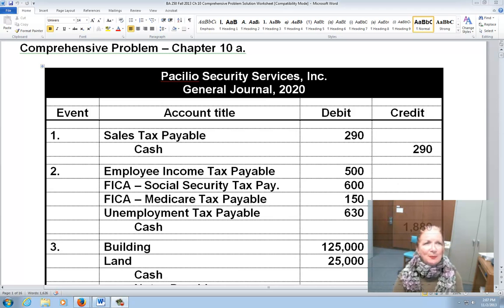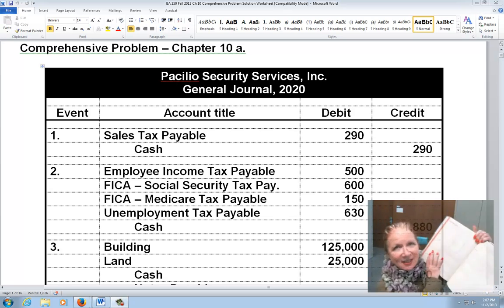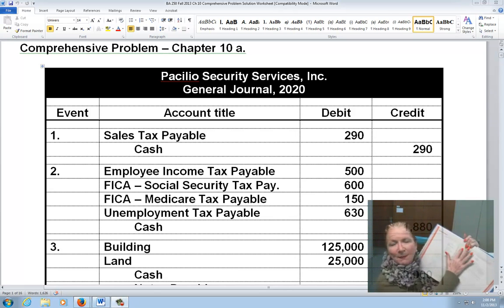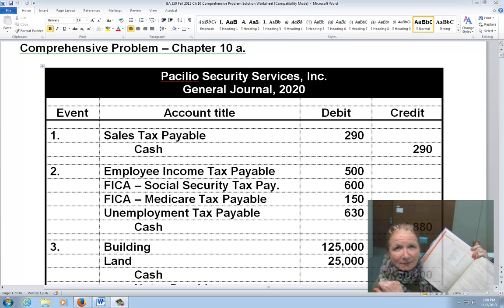So you can see on the screen behind me that we have Basilio Company Security Services, and this is problem 10. I've shown you this each week, but here's the ending trial balance from last week. You could open up week 9 and pull up that comprehensive problem, and the last item you'd find there is this very ending trial balance. It automatically becomes the beginning trial balance of the next period.